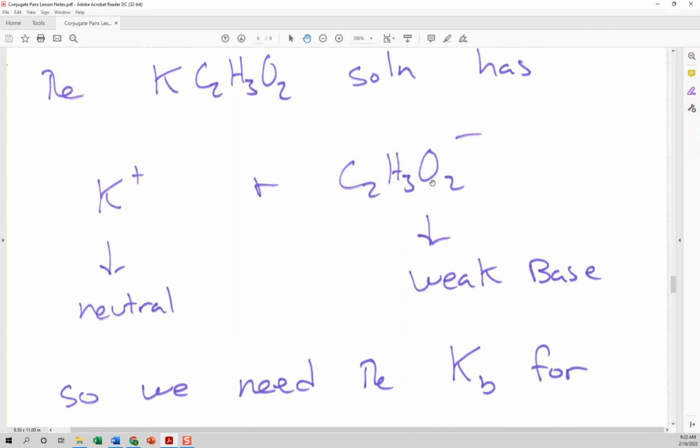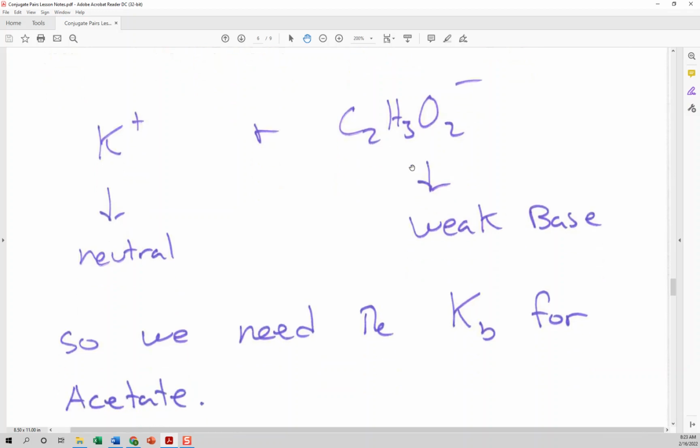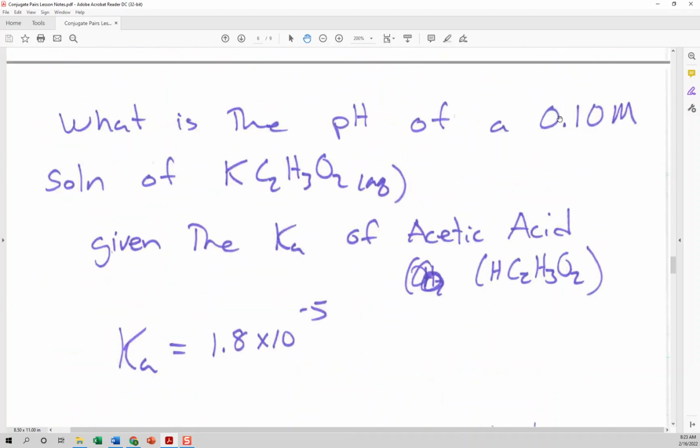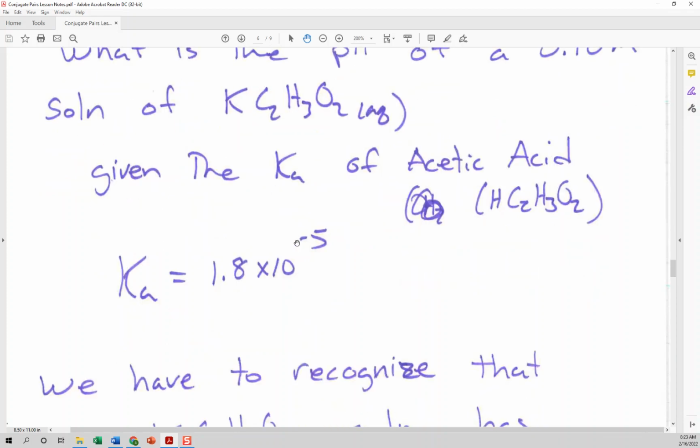And really what we're looking at is the anion here. That's the conjugate base of a weak acid. So it's a weak base. So in a solution of potassium acetate, it's going to be basic because acetate's a base. So to answer this question, what's the pH of this solution? We don't need the Ka of acetic acid, we need the Kb of acetate. But we have to recognize that acetic acid and acetate are conjugate pairs, so we have the Kb of acetate, okay?